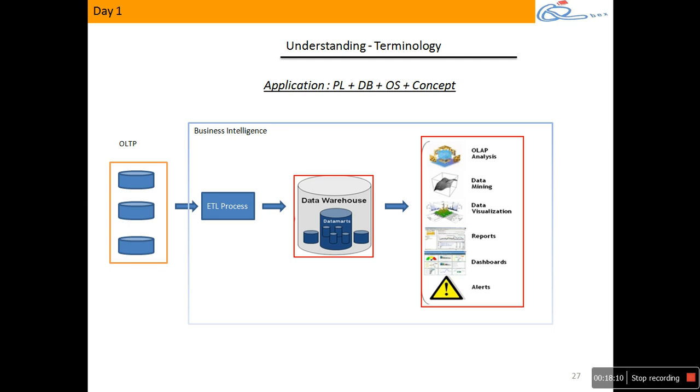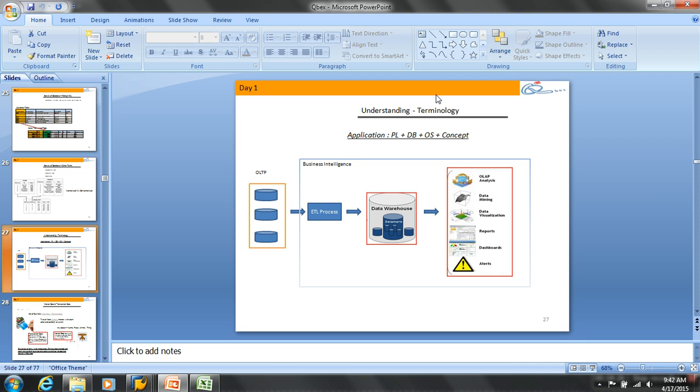Right? So since it is an application, we should understand what we mean by an application. Now try to look at this. Whenever you refer to an application, it must have four things. Look at this: programming language, database, OS, and then what? Concept.